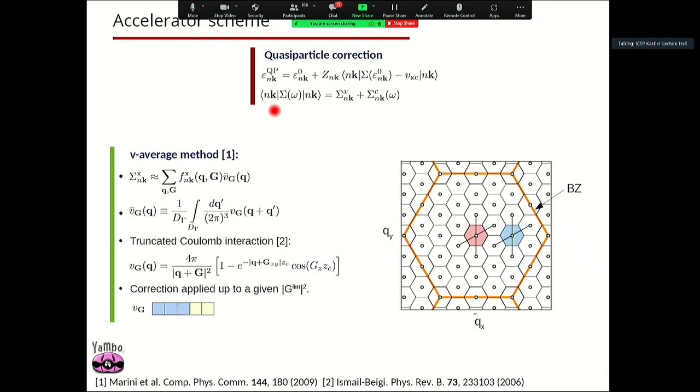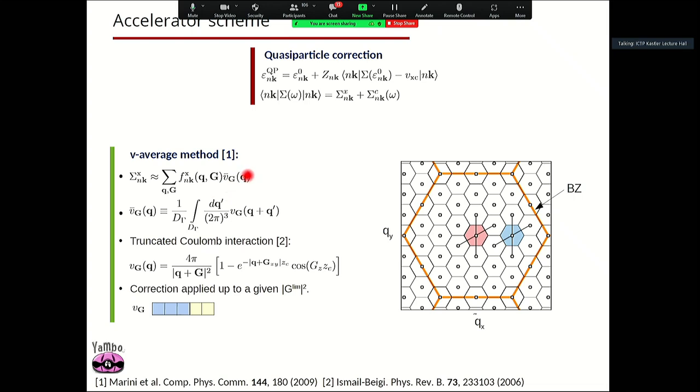So here is the scheme. Our goal is to compute the quasi-particle corrections, and this means computing the self-energy. We can split the self-energy into two parts, the exchange and the correlation, and for example, we start from the exchange part that is easier. The integral over momentum transfer is usually transformed into a discrete sum.